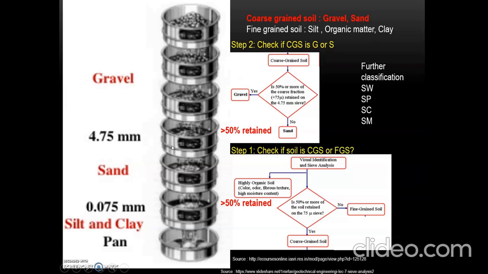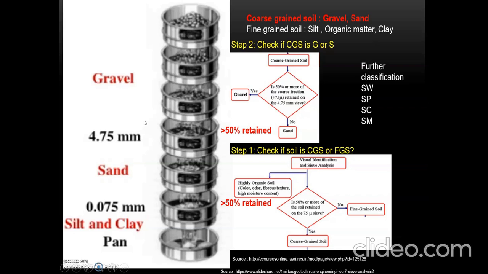To begin with, we need to know whether the soil is coarse-grained soil or fine-grained soil. So, this is the step number 1 which we will have to follow while classifying the soil. So, to know whether the soil is coarse-grained soil or fine-grained soil, we will have to weigh the soil sample which is retained on 4.75 mm sieve and then on 0.075 mm sieve.